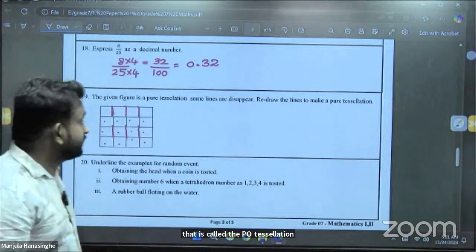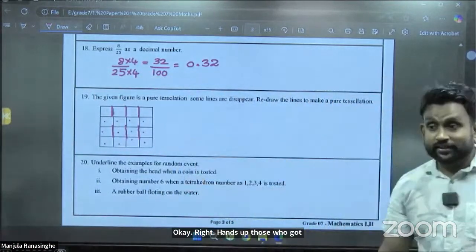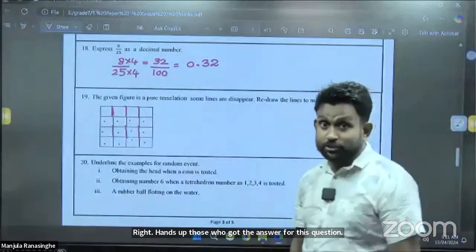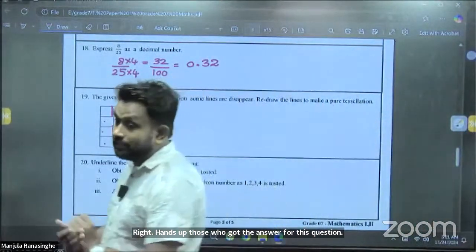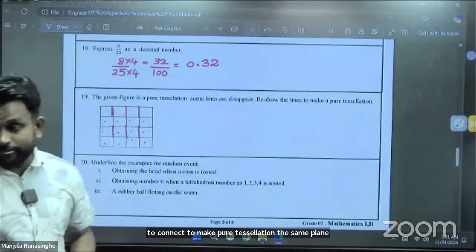Okay. Right. Hands up those who got the answer for this question. To make a pure tessellation, the same plane figure should be there. Right. Very good, my students. Well done.